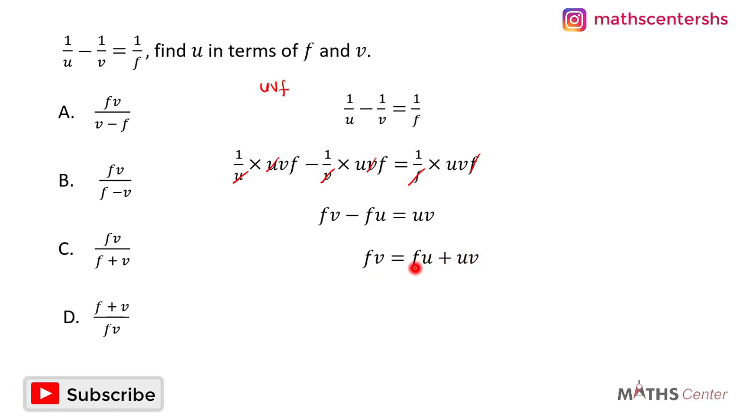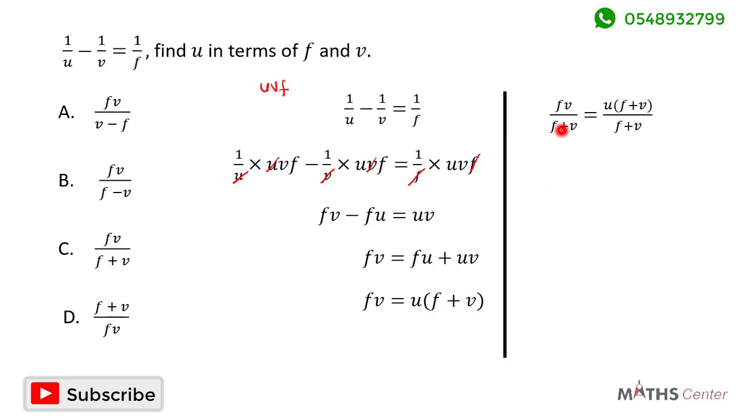I'll factorize u out here. And so when I do that, I'm going to have fv is equal to u into bracket f plus v. I want to make u the subject, so I'll divide both sides by f plus v. So I'll divide the left hand side by f plus v and divide the right hand side by f plus v. That will give me fv divided by f plus v is equal to u times f plus v divided by f plus v. f plus v and f plus v cancel each other out, and so we will have u is equal to fv divided by f plus v.